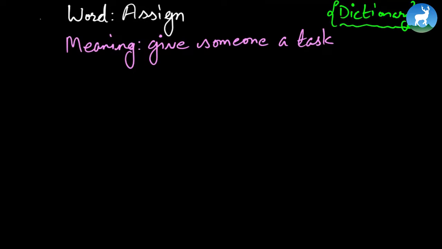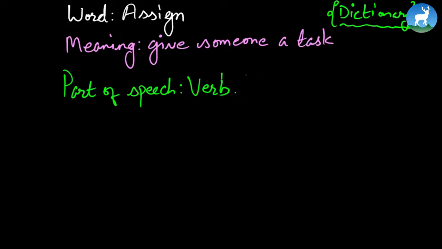Now, here is the word, here is the meaning, and now you go for part of speech. Part of speech is always given in the dictionary, whether it's adjective, adverb, noun, or verb. So in this case, assign would mean a verb, an action. And again, you'll find this in the dictionary, where it will perhaps be written only as V, in abbreviated form. Now, let's move further. Now we have the word, meaning, and part of speech.